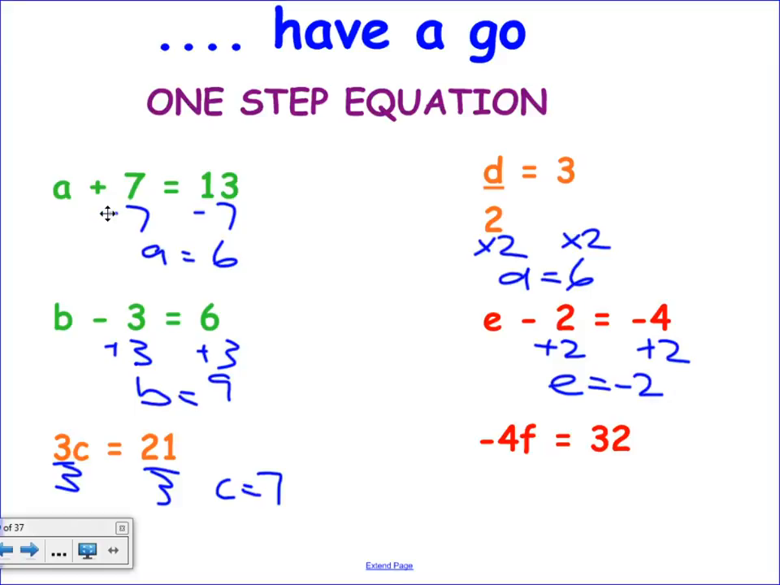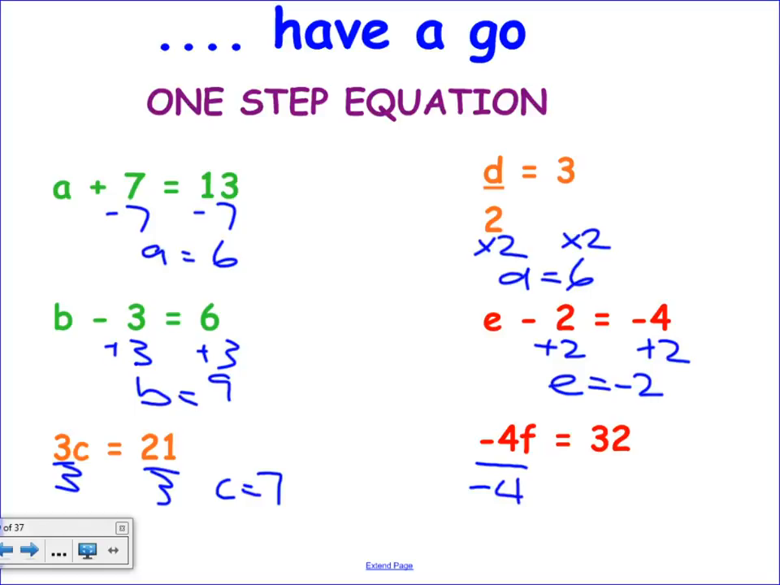So I've got -4f equals 32. What does -4f mean in mathematics? -4 times f. So what's the opposite of multiplying something by -4? Divide it by -4. And they cancel each other out. Because we want f on its own.